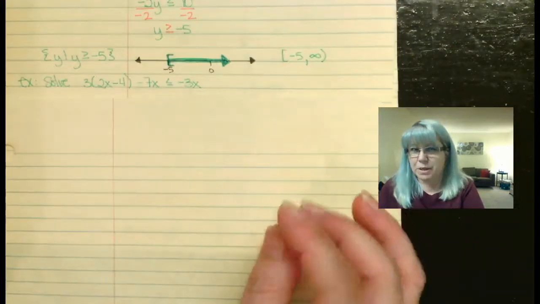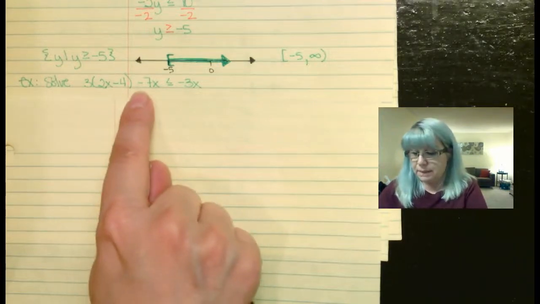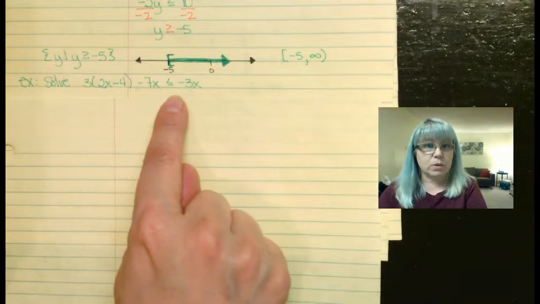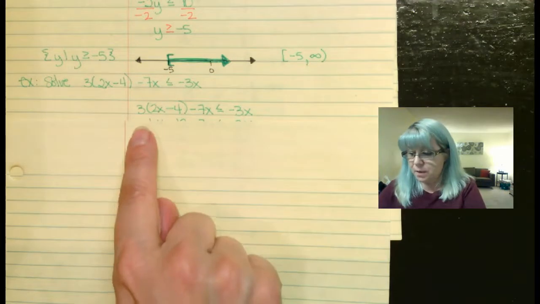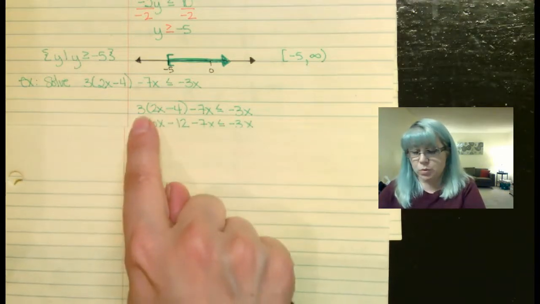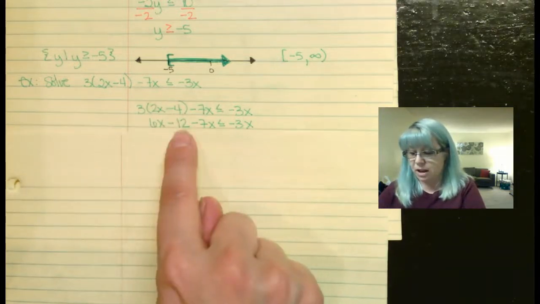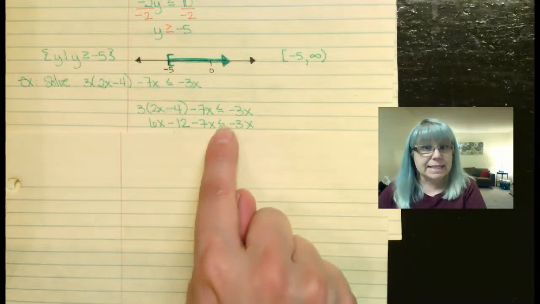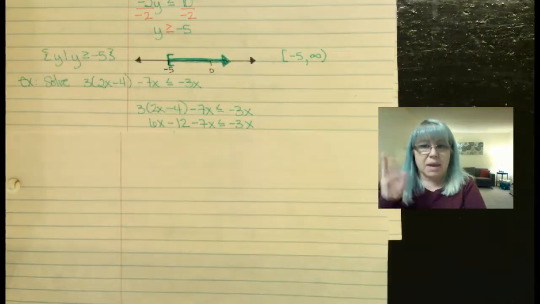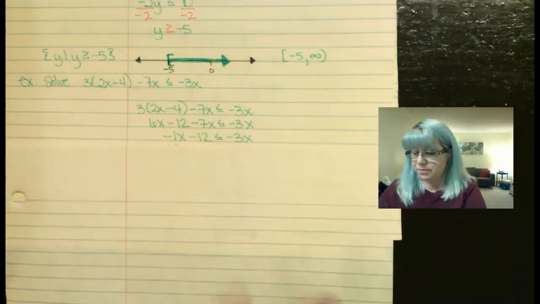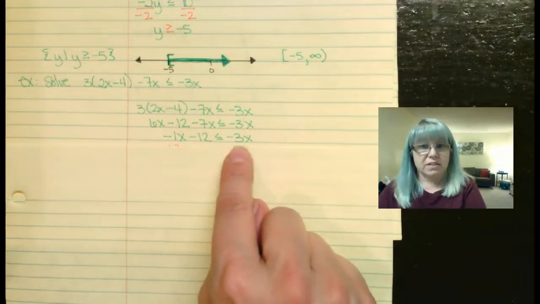Let's try one a little bit more complex. 3 times 2x minus 4 minus 7x is less than or equal to negative 3x. First step, I'm going to distribute 3 to the 2x as well as the negative 4, giving me 6x minus 12 minus 7x is less than or equal to negative 3x. On the left-hand side, I've got some x's, so I'm going to combine like terms. I get negative 1x minus 12 is less than or equal to negative 3x.